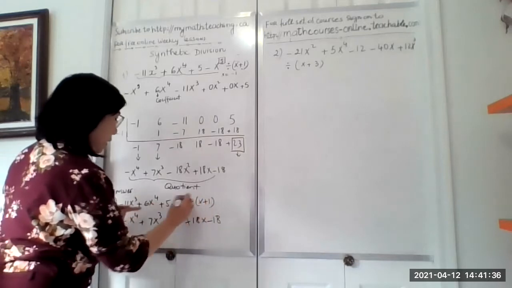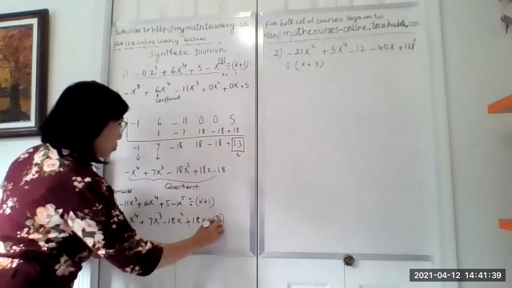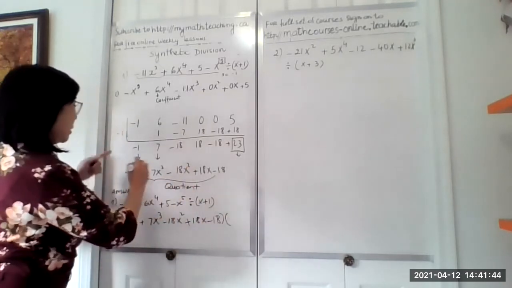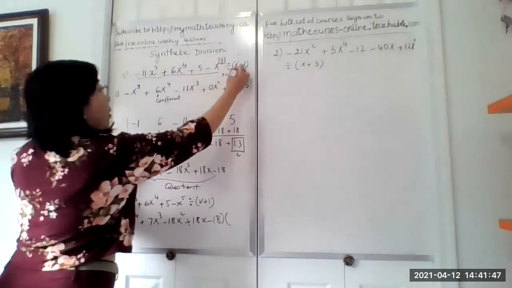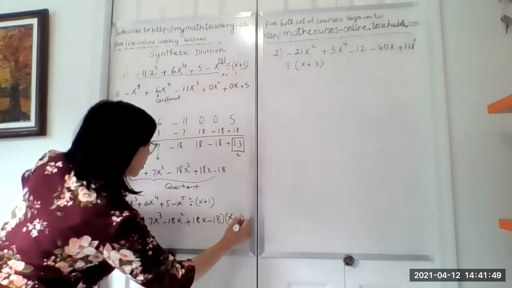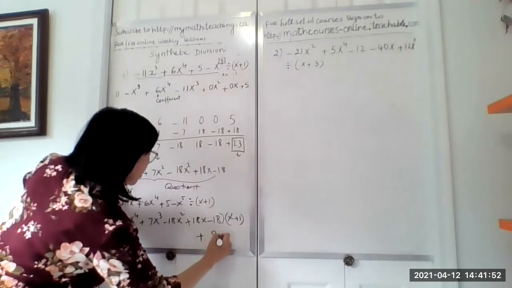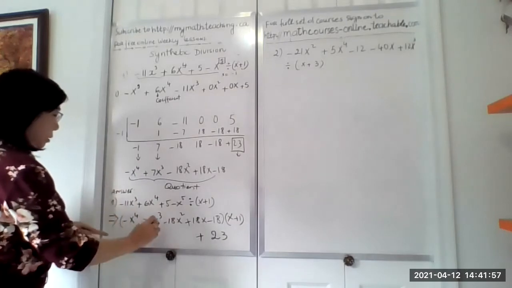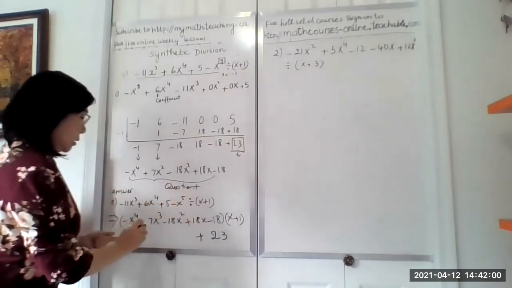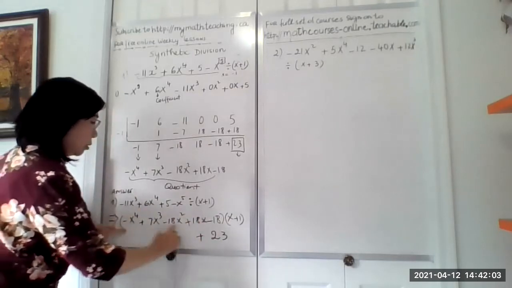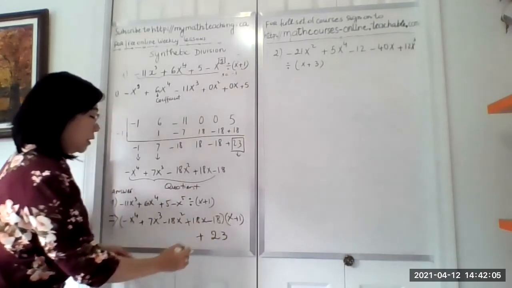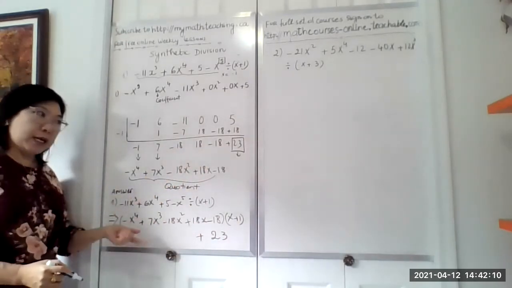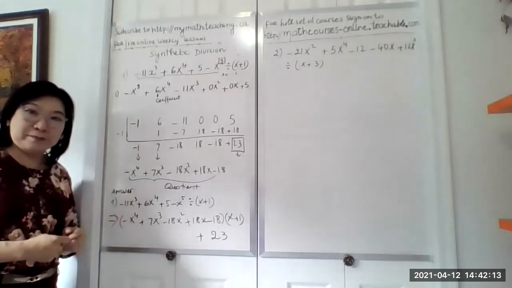So the dividend divided by the divisor equals the quotient. You see the quotient times the divisor, which is x plus 1, adding back the remainder, which is 23. So this is the answer. This divided by this equals the whole thing here: quotient times divisor, adding the remainder. So that's how we should understand polynomial division.